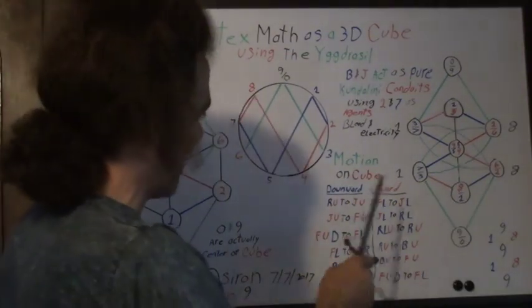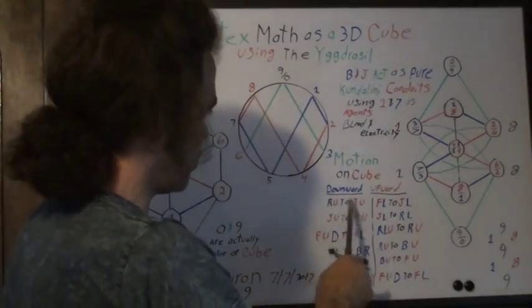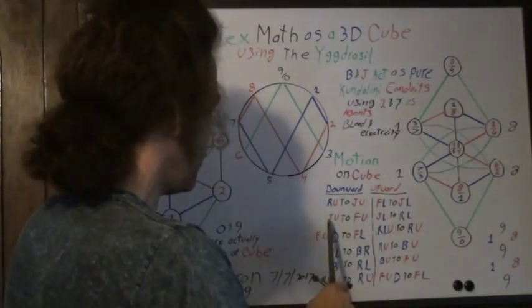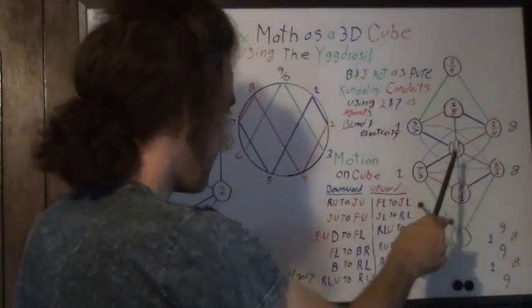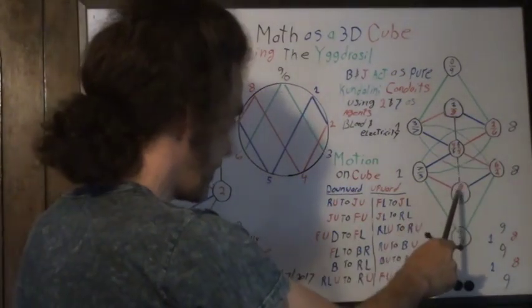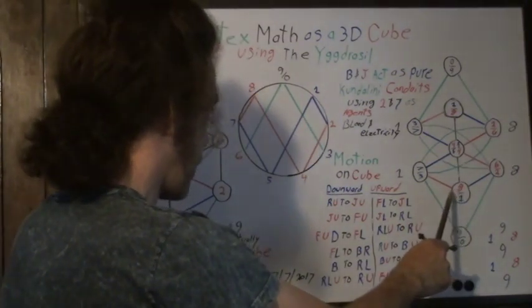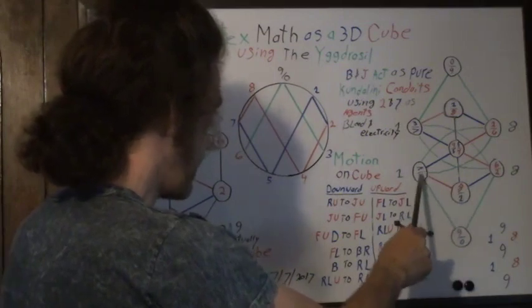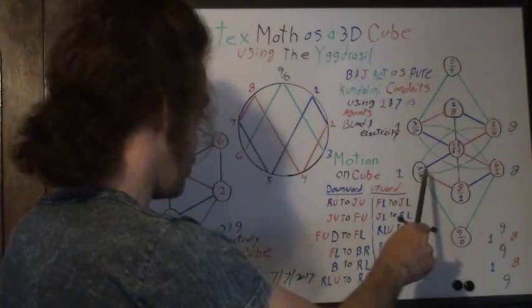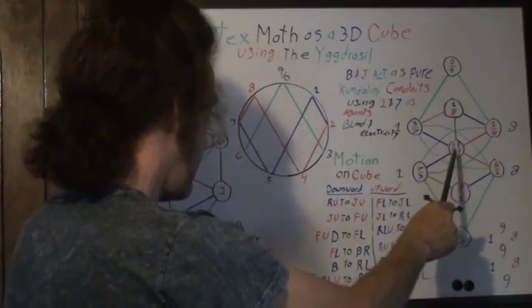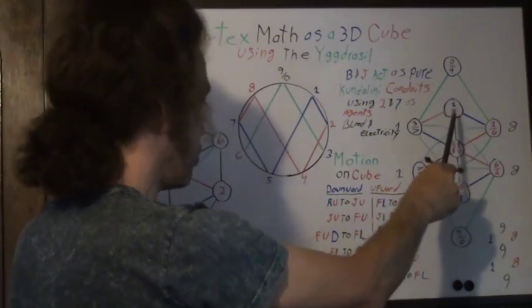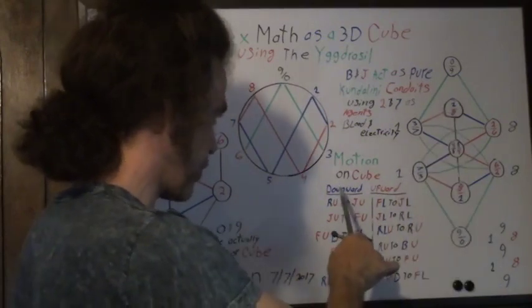So here's the downward path. Rear upper to Yakin upper is this. Yakin upper to front upper is this. Front upper downward to front lower is this. Now we're on the front lower. Front lower to Boaz rear is this. Boaz to rear lower is there. And then rear lower back upward to rear upper. And that is the circuit for the downward.